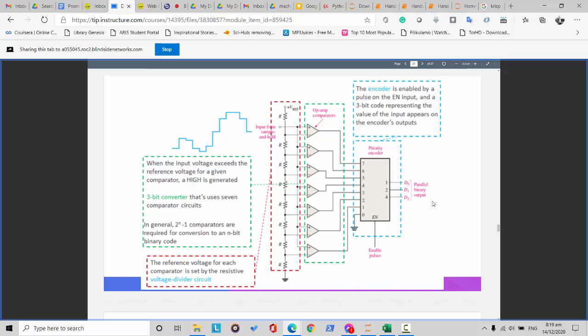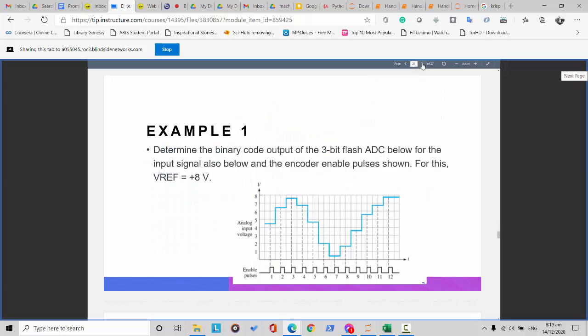So definitely this will be the output. We call it the parallel binary output. So this is what we call the flash. This is the example of the flash, or the simultaneous analog to digital converter.